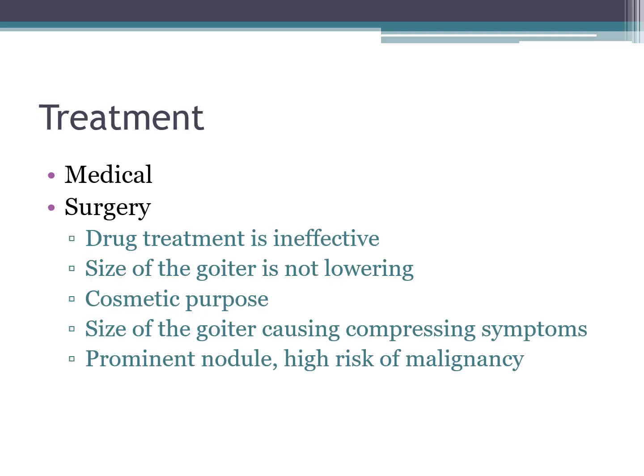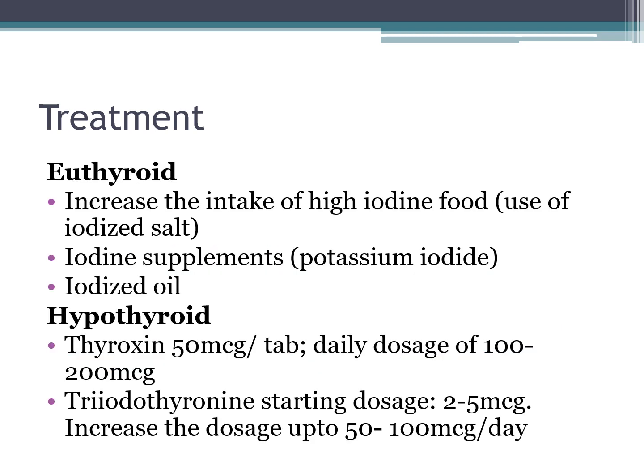Treatment: if the patient is hypothyroid, then levothyroxine is indicated, and if there are compressive symptoms or for cosmetic reasons, then surgery is indicated. If there is a prominent nodule at high risk of malignancy, then again surgery is the treatment of choice. In the euthyroid state, the treatment is increased intake of iodine in the form of high iodine containing foods, particularly iodized salt or fortified flour. If hypothyroid, then thyroxine.